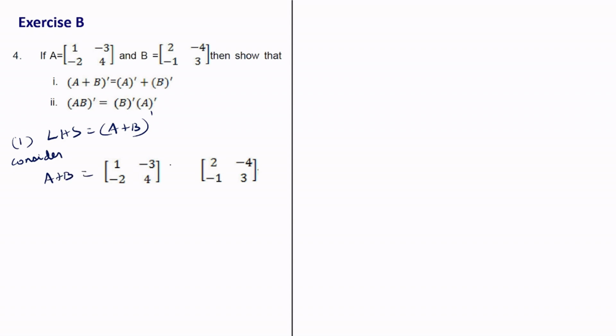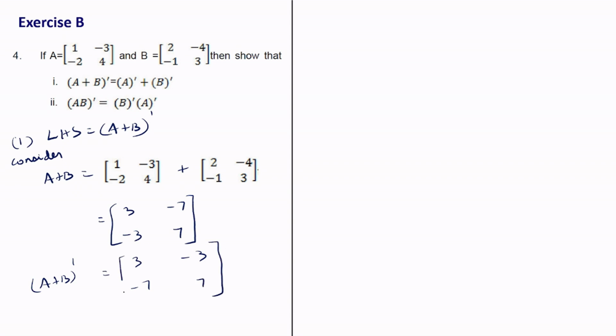Consider A plus B equal to the sum of A and B. This is matrix A and this is matrix B. So this is 3, minus 3 minus 4 is minus 7, minus 2 minus 1 is minus 3, 4 plus 3 is 7. This is A plus B. Now A plus B the whole transpose is equal to, first row becomes the first column and second row becomes the second column. So this is A plus B the whole transpose.